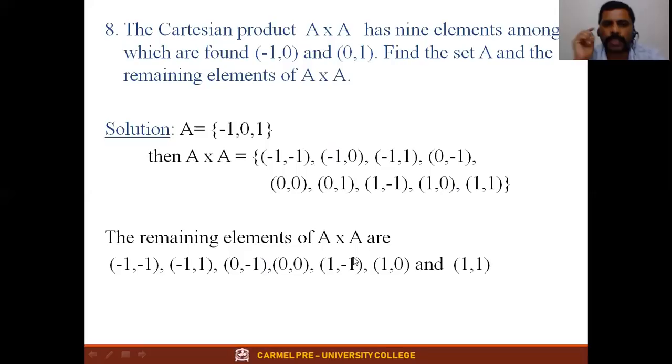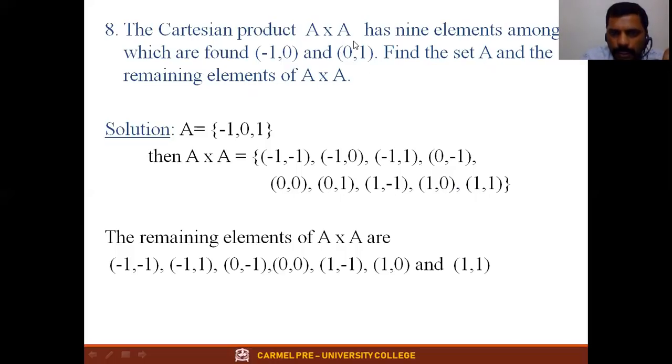The Cartesian product of A cross A has 9 elements, among which are found as (-1, 0) and (0, 1). Find the set A. Right? They are given A cross A, not the full set. They are given a few elements of A cross A. As I said, they give the minimum elements from which you can find out the answer for A. Find the set A and the remaining elements of A cross A.